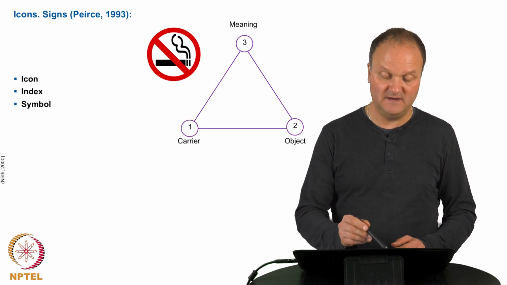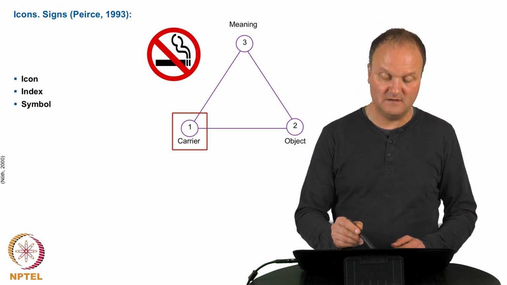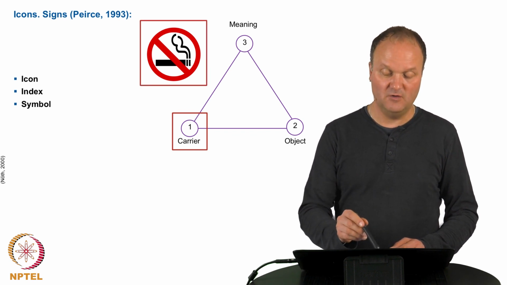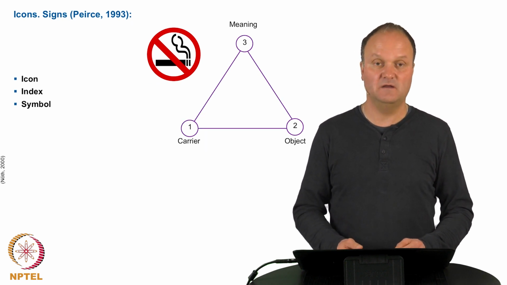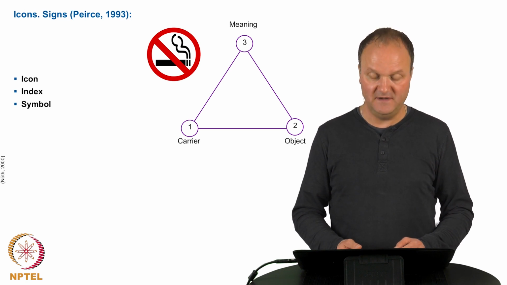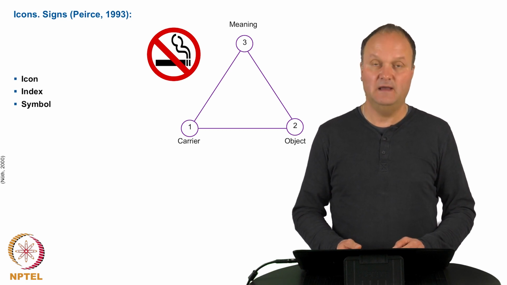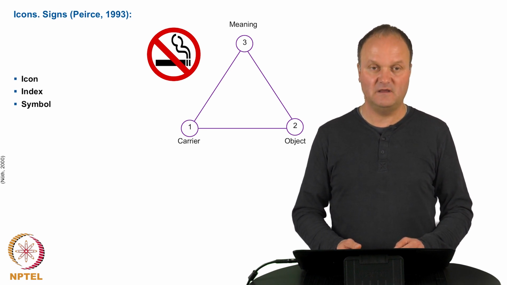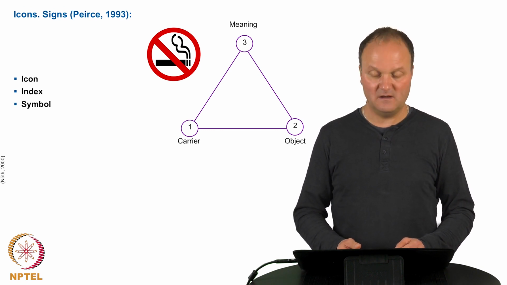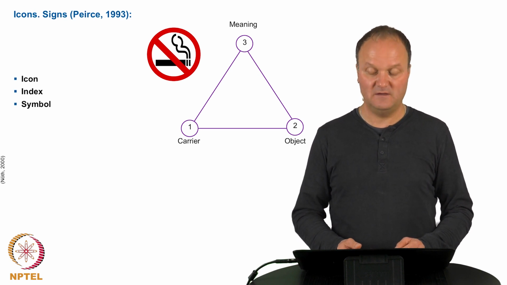In the case which you see depicted here, the carrier would be the physical piece of paper or the physical sign which holds this graphical display. The carrier relates to an object, here a cigarette, which is burning and producing smoke, and it has a certain meaning: that you should not smoke at that particular occasion, at that particular location. This triadic relationship may also be expressed in other ways, but the semiotic triangle, which you see here, is the most popular way to describe signs.